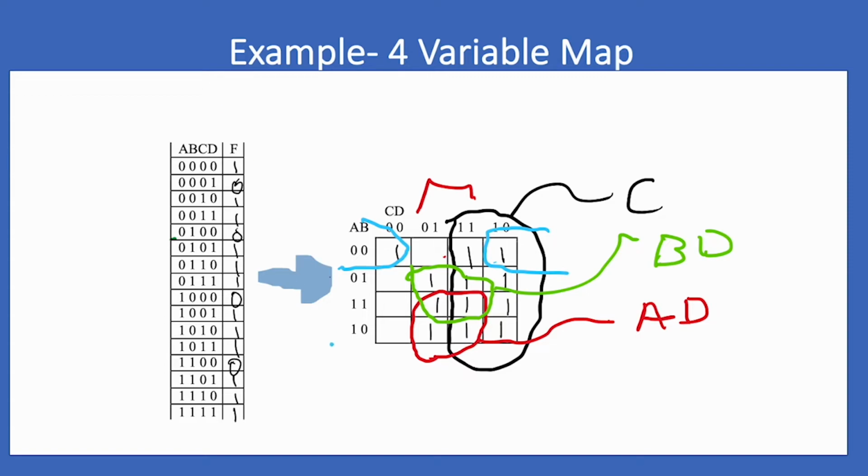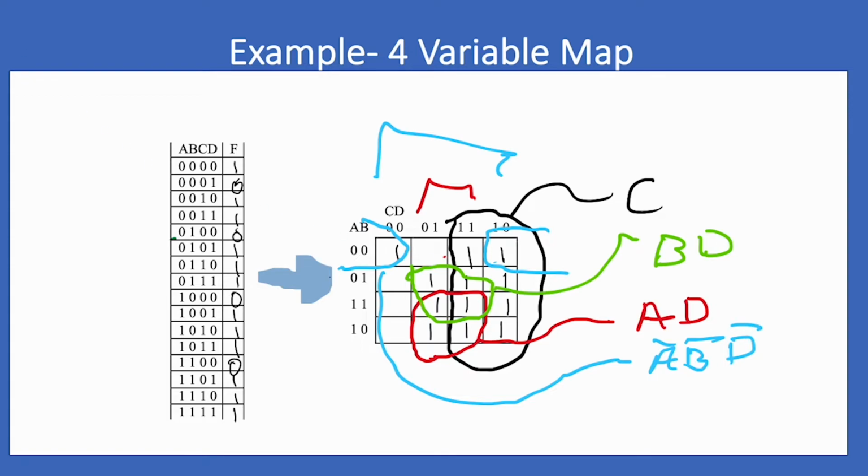For the blue covering, right there, that's just a 2 covering, so we look at A and B. It's A bar, B bar, because A and B didn't change. And what changed from here to here? If we look, C went from a 0 to a 1, and D stayed a 0, so we get D bar.